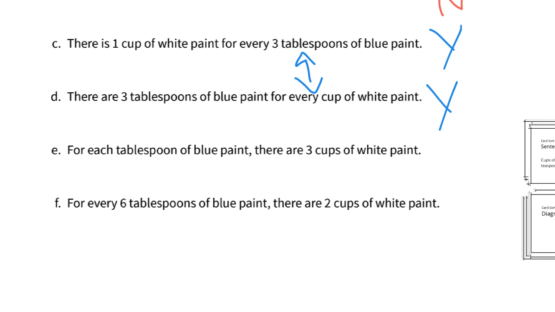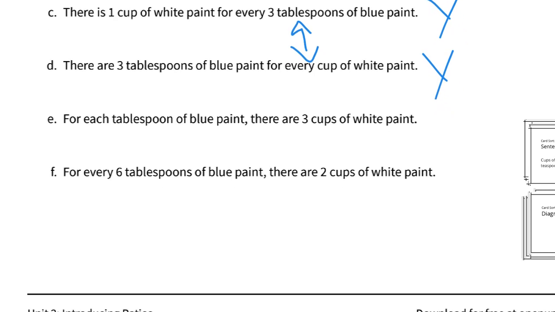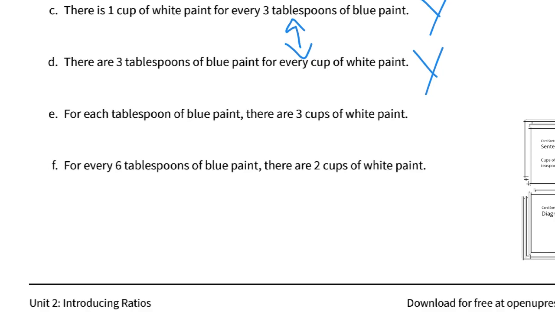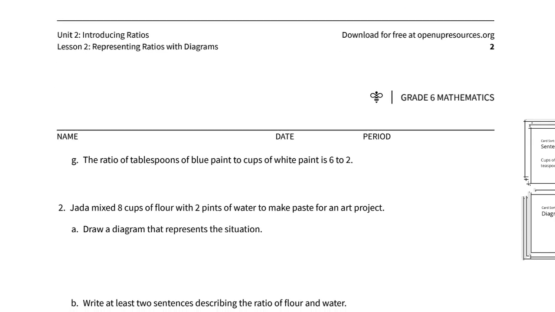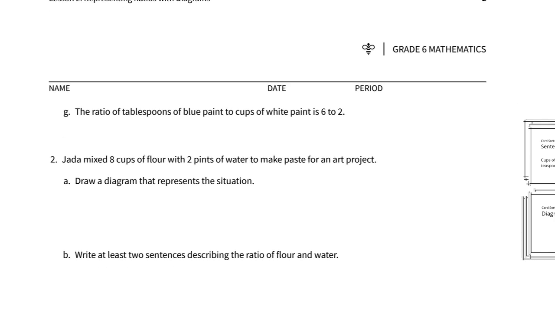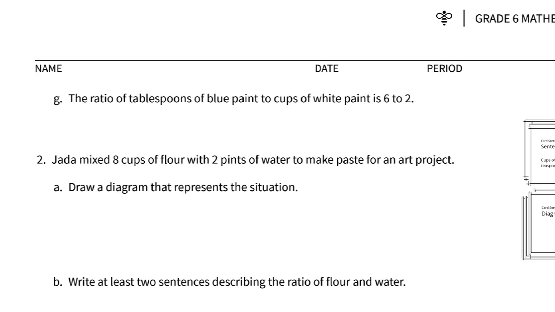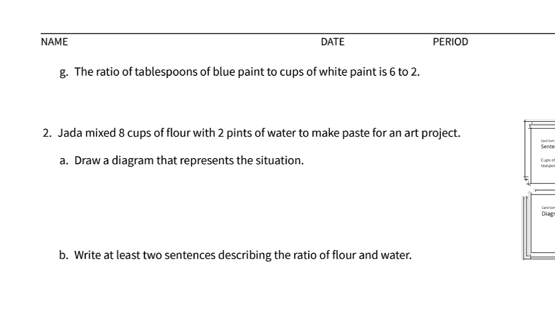And then the idea is you just keep going. For each tablespoon of blue, there's 3 cups of white, and et cetera. Do we agree? Do we disagree? And that's just beautiful stuff. Now the ratio of tablespoons of blue, oh no, that's just more of the same. That G, that's just more of the same. Just do we agree? Do we disagree? Just keep going.